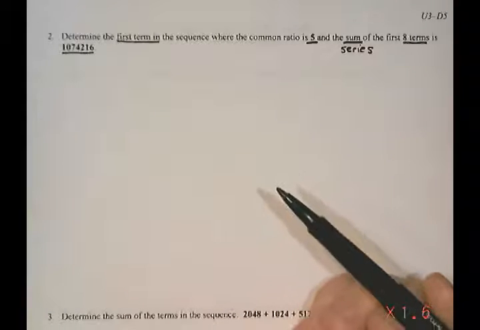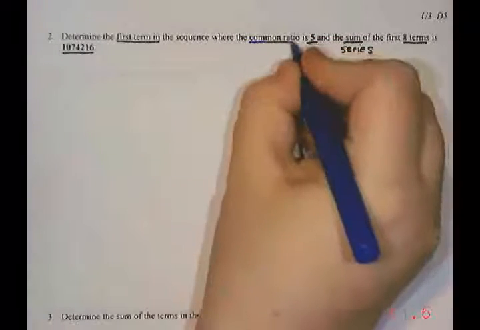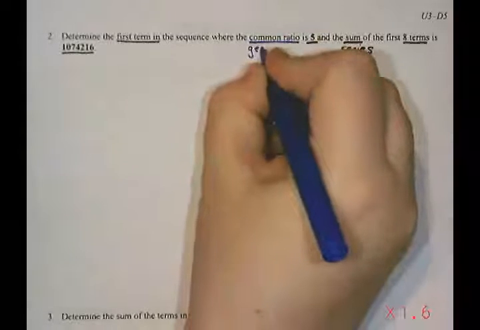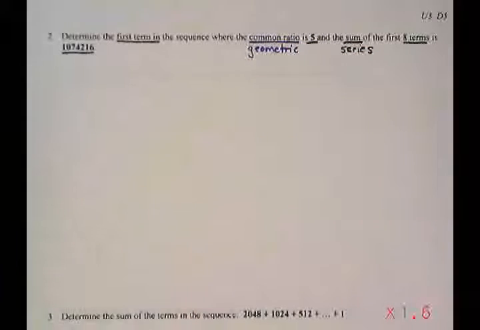The other thing I need to do is figure out whether this is arithmetic or geometric. And because it says common ratio, that to me is a flag that this is going to be geometric. If it was arithmetic, it would have a common difference, but if it's geometric, it should have a common ratio. So I'm adding the terms together, so that's a series, and it's geometric because there's a common ratio.